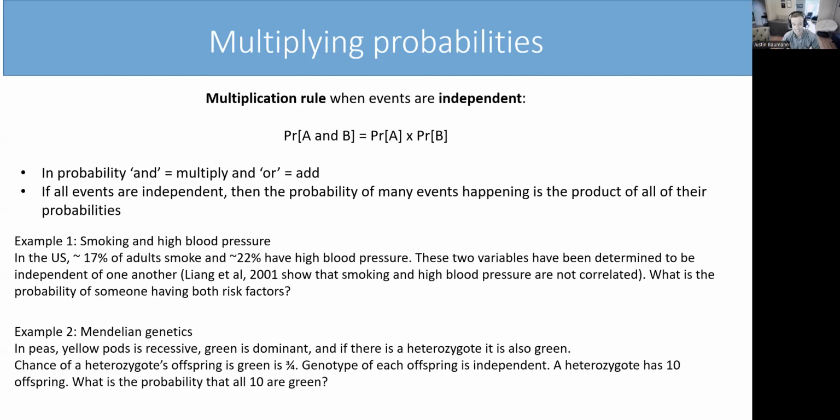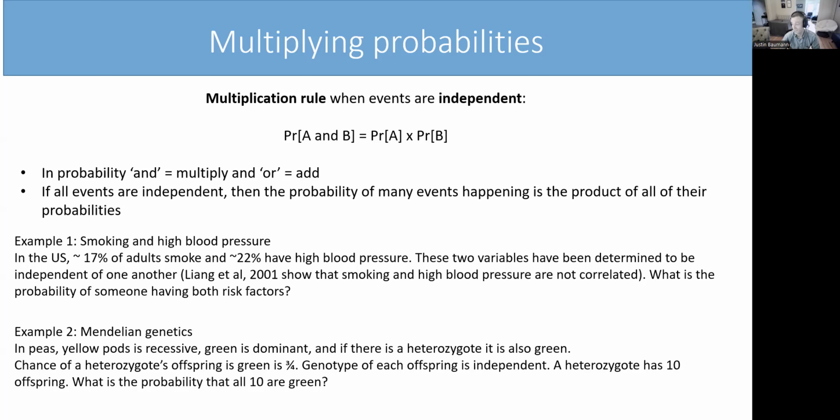If you have peas, yellow pods are recessive, green are dominant, and there's a type that is a heterozygote that is also green. So that means the chance of a heterozygous offspring being green is 3/4. The genotype of each offspring is independent. A heterozygote has 10 offspring. What's the probability that all 10 are green?